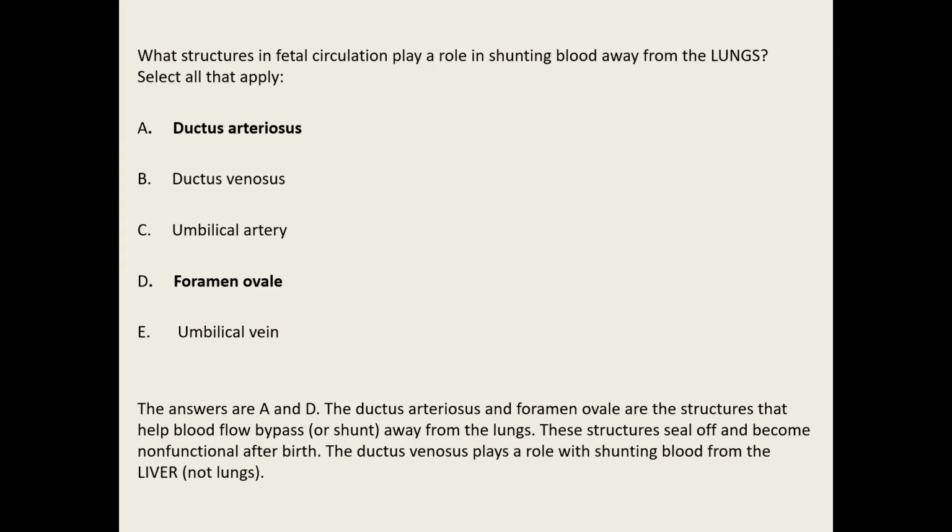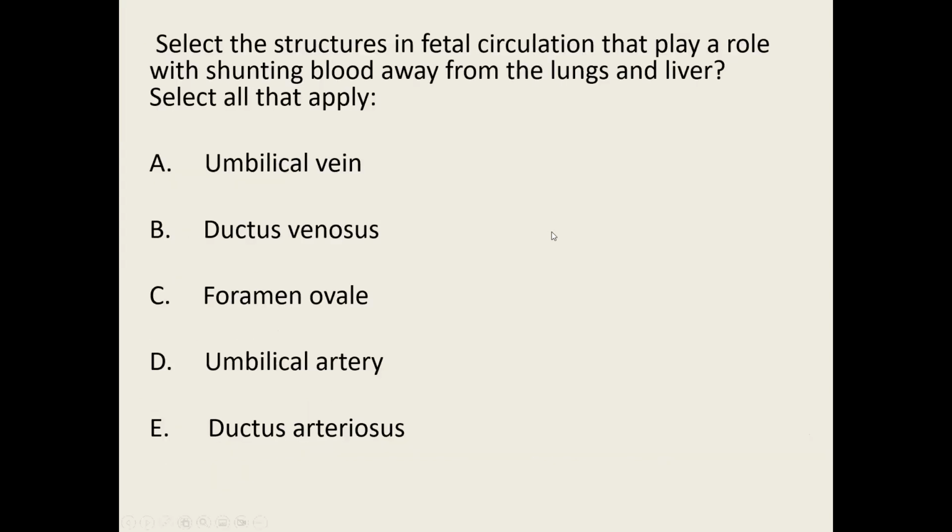All right, so answers here are A and D. The ductus arteriosus and the foramen ovale are the structures that help bypass or shunt blood away from the lungs. They seal off and become non-functional at birth. The ductus venosus plays a role with shunting blood from the liver, not the lungs. Select the structures in fetal circulation that play a role with shunting blood away from the lungs and the liver.